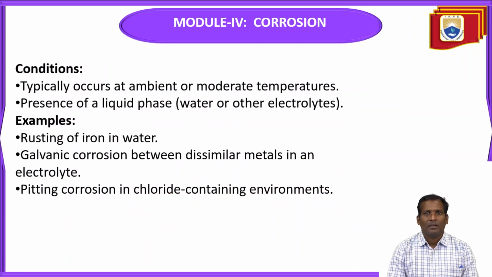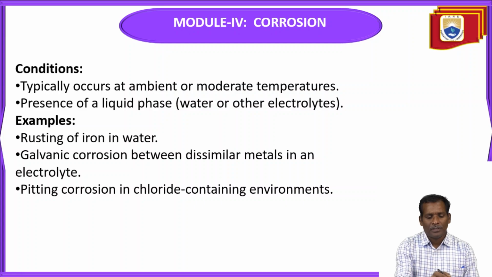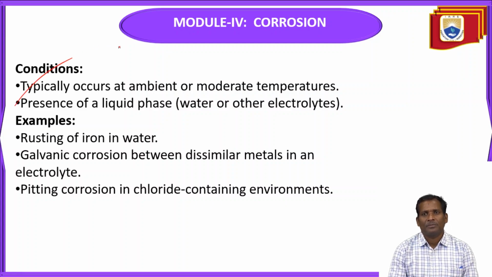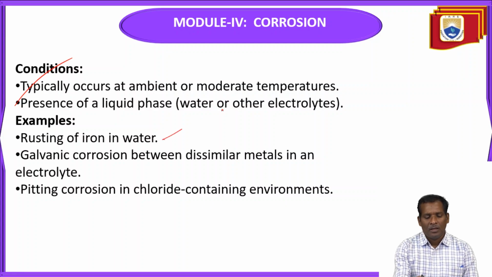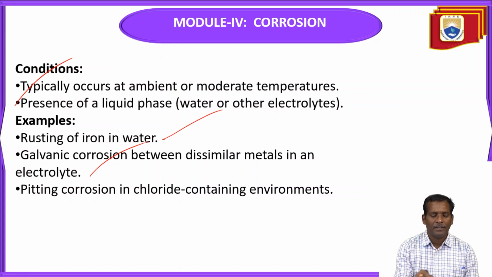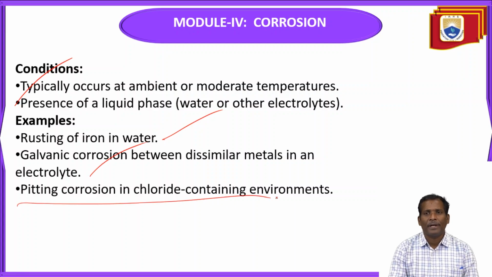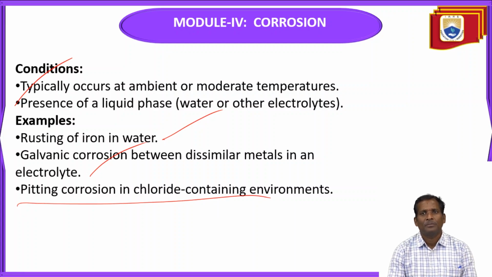Wet corrosion conditions typically occur at ambient or moderate temperatures, in the presence of a liquid phase, water or other electrolytes. Examples: rusting of iron in water, galvanic corrosion between dissimilar metals in an electrolyte, and pitting corrosion in chloride containing environments. So these are the examples for wet corrosion.